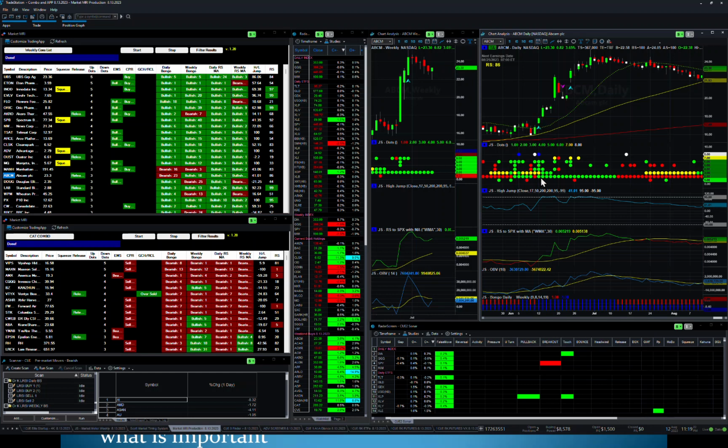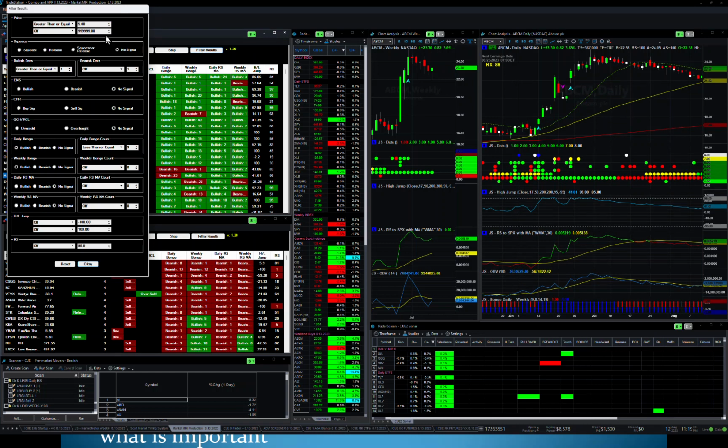Wouldn't it be cool if I could scan for every stock in the market that looks like that today? I can. So I'm going to open up the filter results, and I'm going to get to work. So I want price greater than 5. I'll take a squeeze or a squeeze release. We'll look at that. I want at least one bullish dot. I want the EMS bullish. I want the CPR bullish. I want the daily BONGO bullish, and I want to have it have changed color within 9 bars.